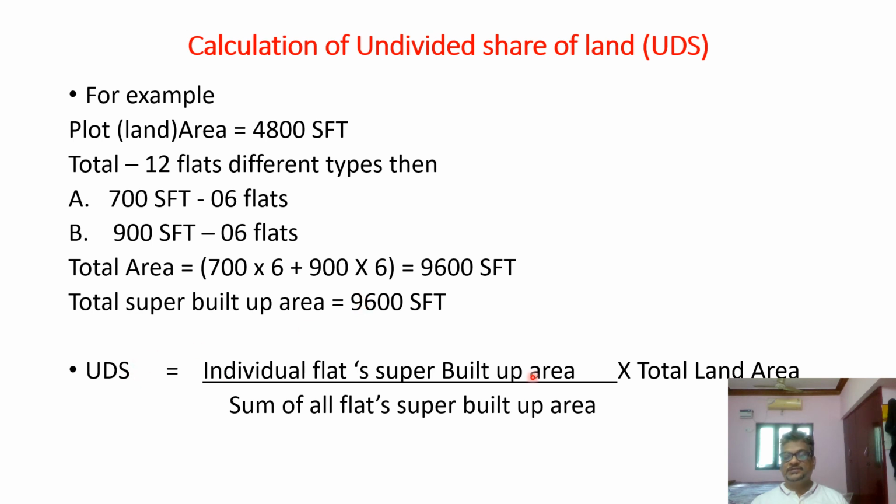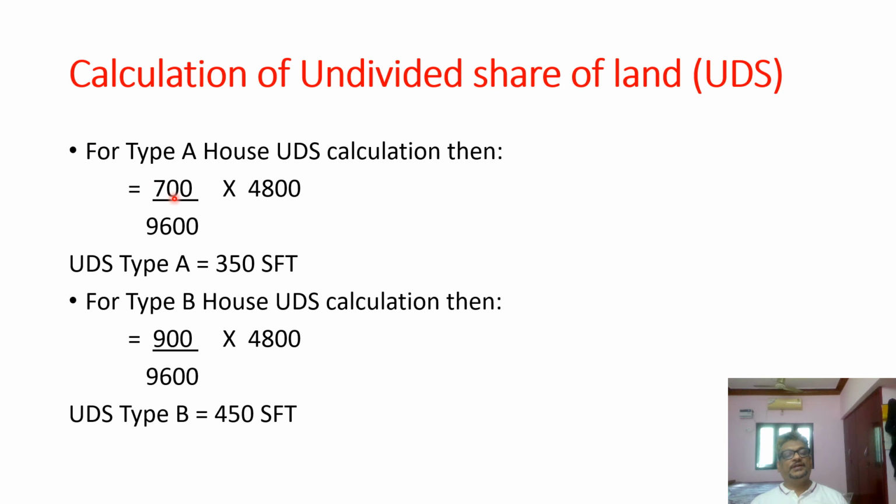Now, using the same formula, for type A, 700 divided by the total of 9,600 square feet, multiplied by the land area of 4,800, the UDS for type A is 350 square feet. Similarly for type B, the flat area is 900, the total area is 9,600, and the land area is 4,800 square feet, so the UDS for type B is 450 square feet. This is how the UDS calculation is done.